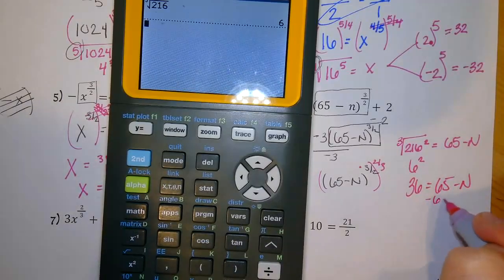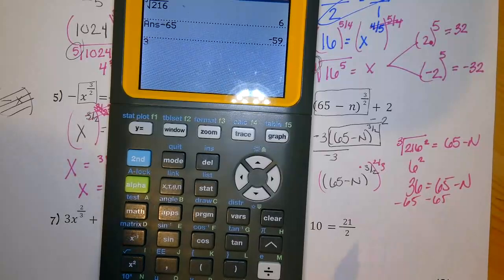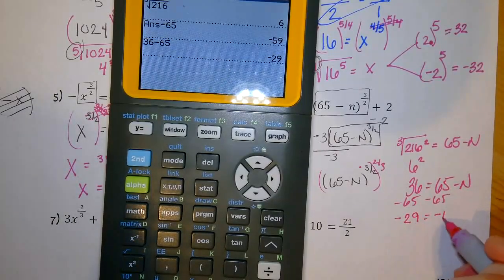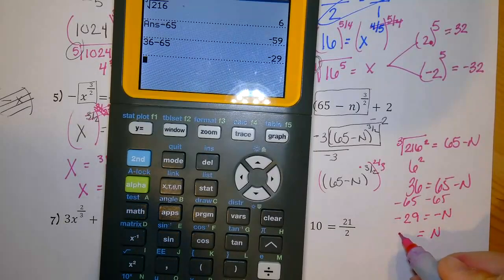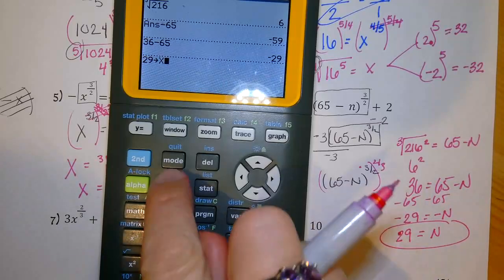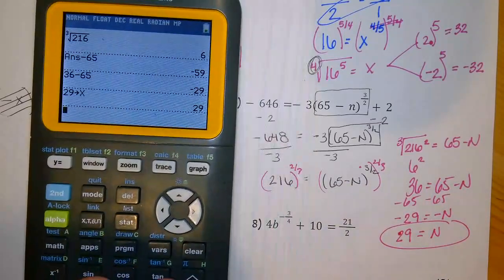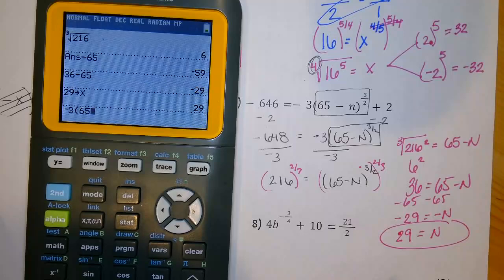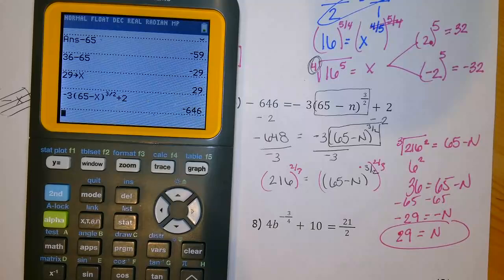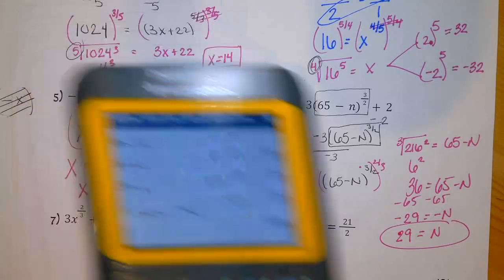Now I could subtract the 65. Oops, 36 minus 65. I've got negative 29. And just be careful, you're not left with n. You're actually left with negative n. Therefore, when I divide out the negatives, I'm getting n equals 29. And again, I'm going to do a quick check to make sure that's right. x to the 3/2 plus 2, negative 646. Beautiful. All right, we're cruising, guys.